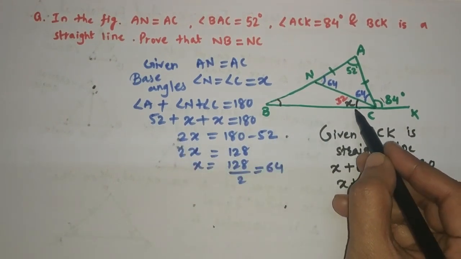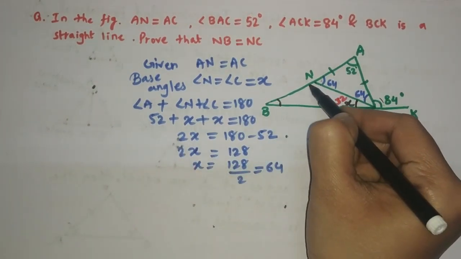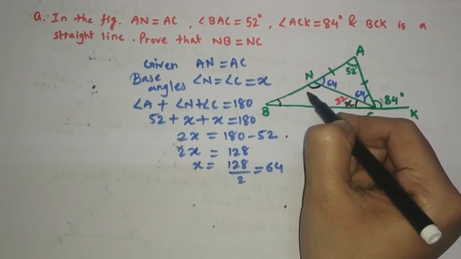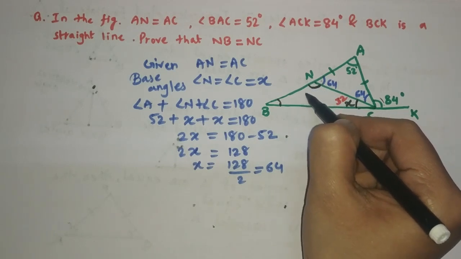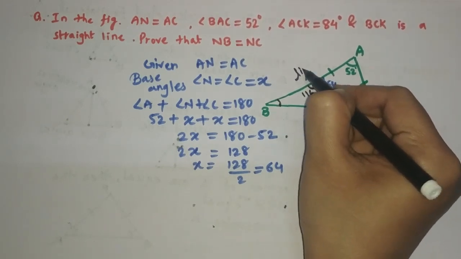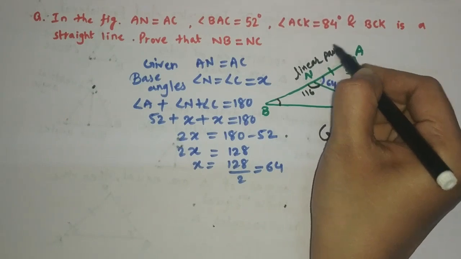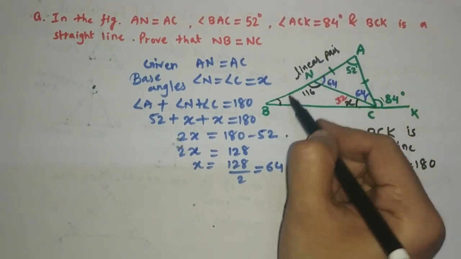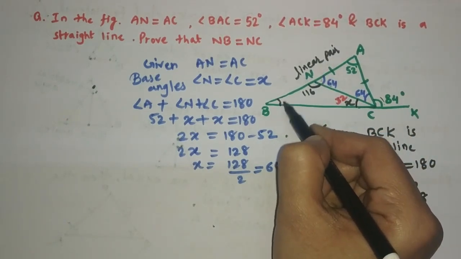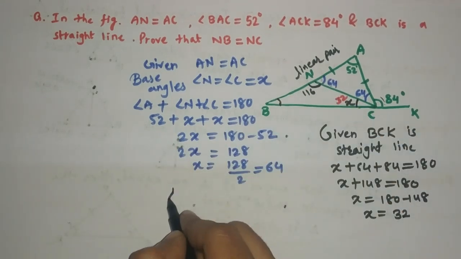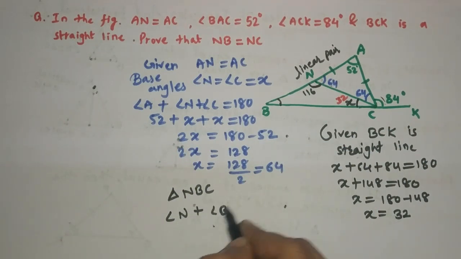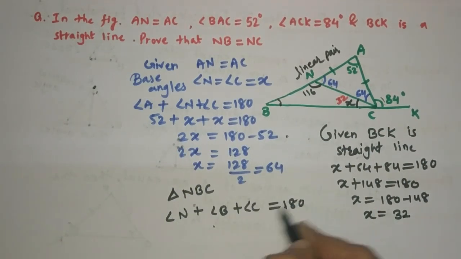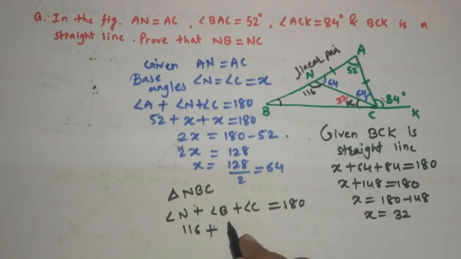So this angle we got 32. Okay. So this angle we can also find out by using linear pair. So if we find 180 minus this 64, we'll get 116. Reason, I'll write down here, linear pair. So do not forget it. This is a linear pair. Now the final aim is that we should get angle B as 32 degrees. Okay. So in this triangle NBC, angle N plus angle B plus angle C is equal to 180 degrees. Angle N is 116, angle B we don't know, angle C is 32.